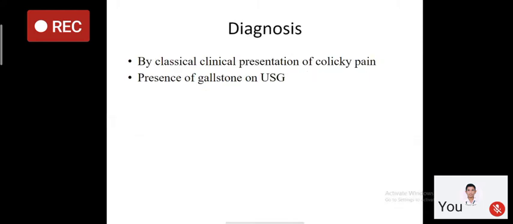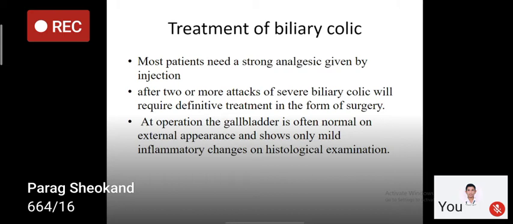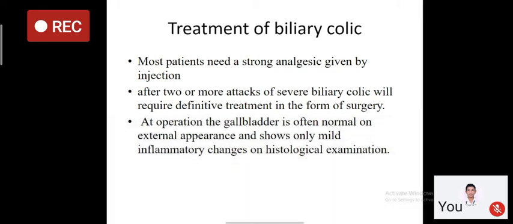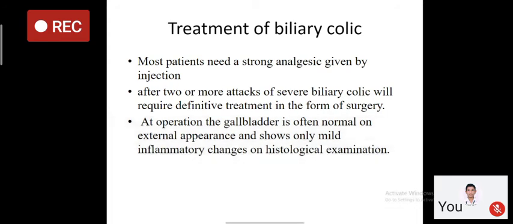Diagnosis of biliary colic is usually made by clinical presentation of colic pain and presence of gallstone on ultrasound. So what is the treatment of biliary colic? Most patients need a strong analgesic given by injection after 2 or more attacks of severe pain. Most of the patients can be managed by simple analgesic. If the patient is developing recurrent attacks of severe biliary colic pain, then the patient will require definitive treatment in the form of surgery.